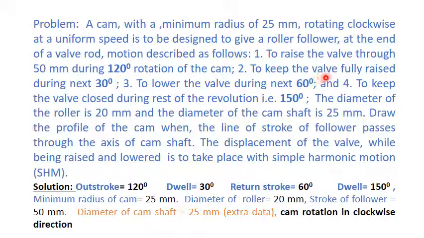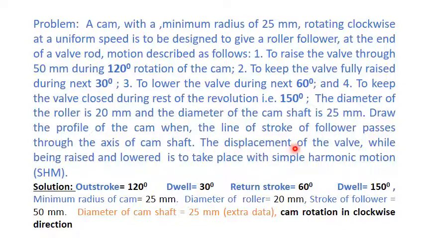Second, to keep the valve fully raised during next 30 degrees. 3. To lower the valve during next 60 degrees. Fourth is to keep the valve closed during rest of the revolution, that is 150 degrees. The diameter of roller is 20 mm and the diameter of camshaft is 25 mm. Draw the profile of the cam when the line of stroke of follower passes through the axis of camshaft.